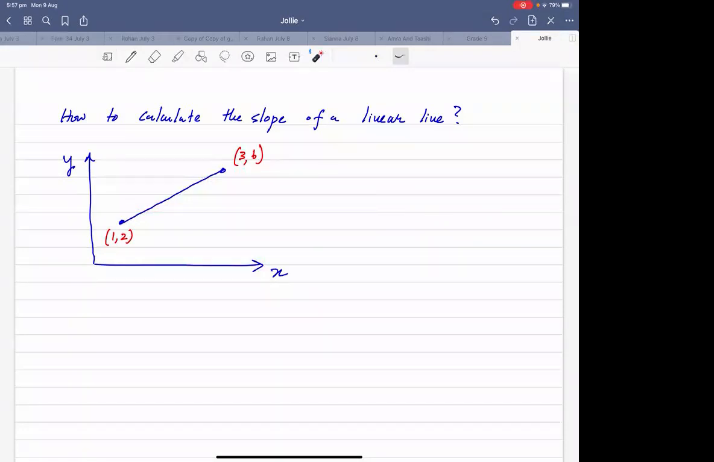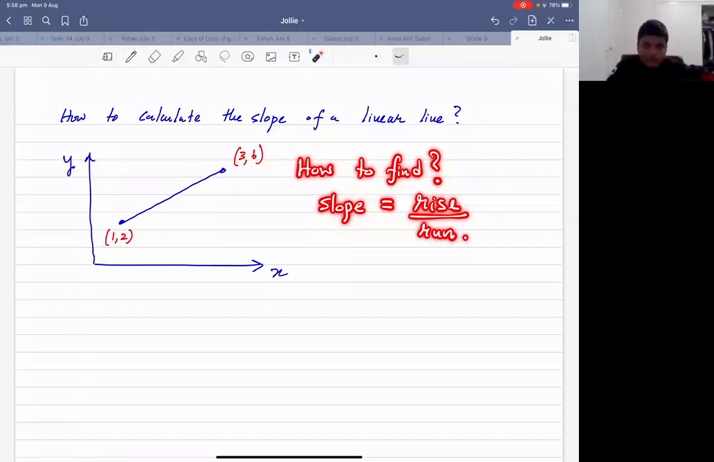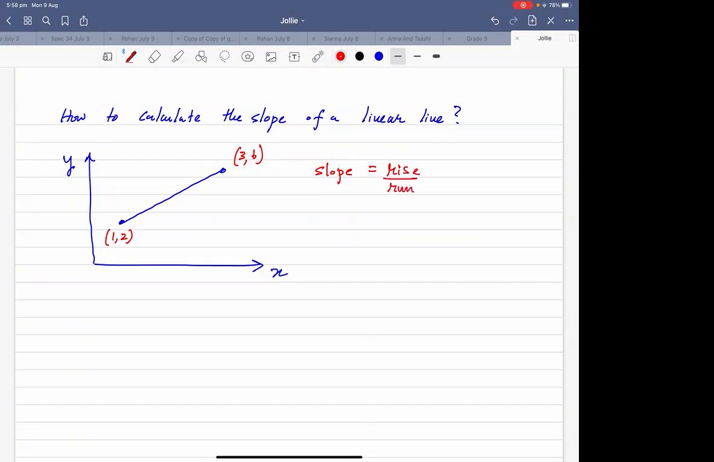Now how to find the slope? Next question is how to find it, right? So the slope is defined by rise over run. Let me explain that. Slope is defined by rise over run. What do you mean by rise over run? Rise means y difference. Run means x difference.